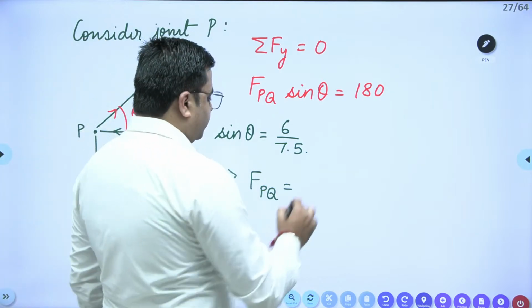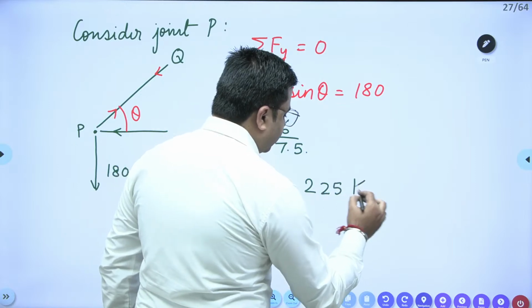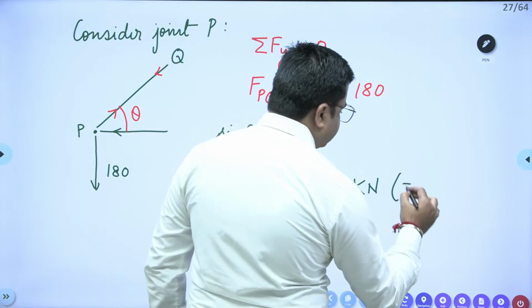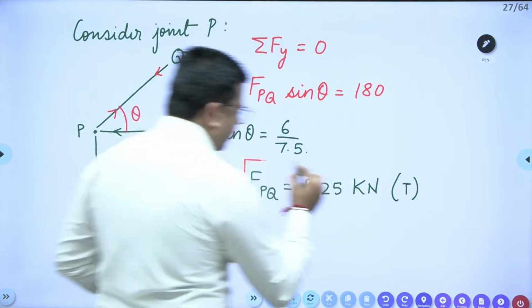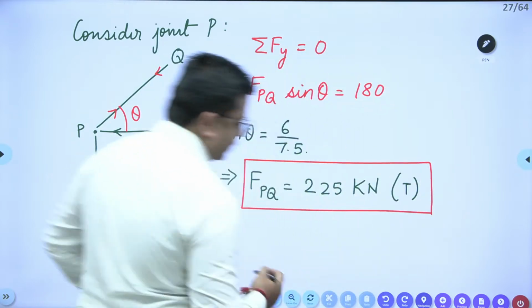It comes out to be 225 kilonewton, and the nature of this force is again tensile. So FPQ is 225 kilonewton. So let me make one table for this.